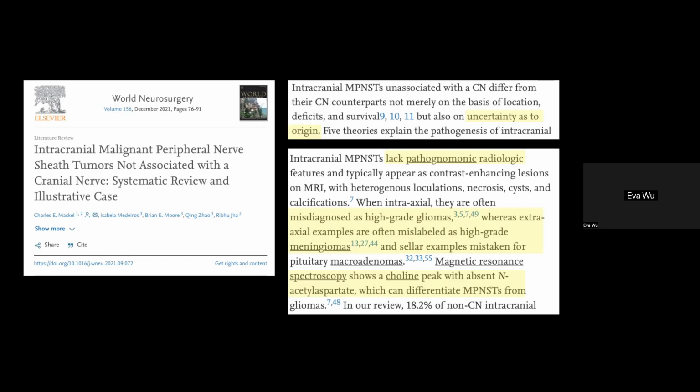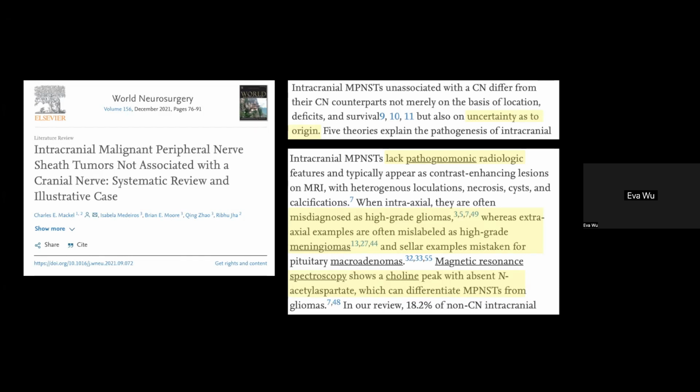And so when they're intraaxial like that and in the thalamus, initially what we thought was that it was probably a high-grade thalamic glioma. But here it shows that it can be mistaken, because it can look like a high-grade glioma, but it actually isn't.